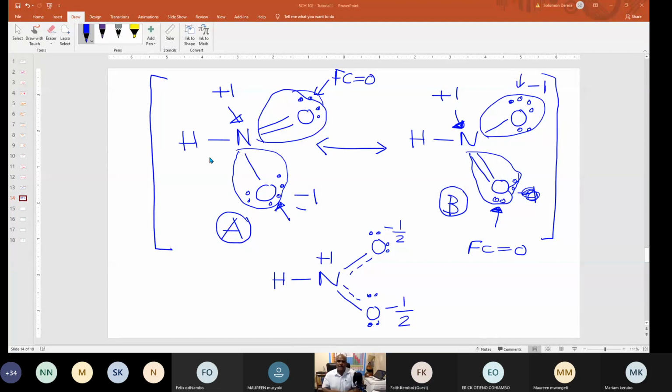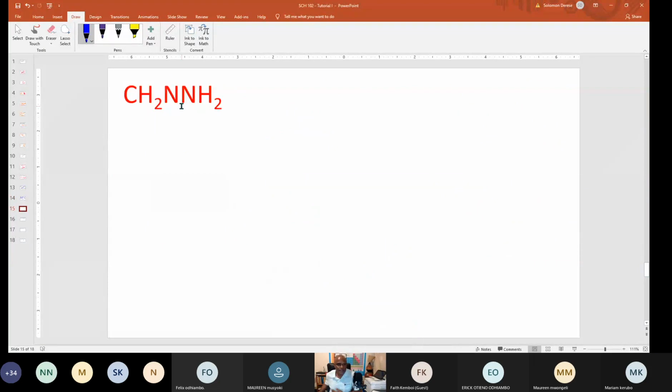Now, let's look at another example, CH2NNH2. Of course, first, step one is to arrange the atoms, okay? I don't want you to do funny things, okay? You learn very well if you follow steps, okay? Arrange the atoms. Okay, so to arrange the atoms, you know what to do.